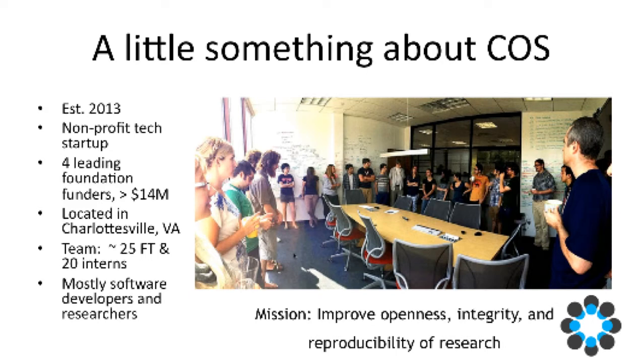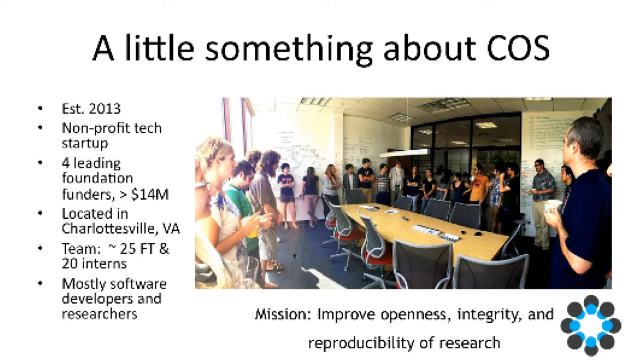COS is the Center for Open Science. We were established last year, 2013. We describe ourselves as a nonprofit tech startup. So we are an independent 501c3, but we operate more like a tech startup. We try to be quick and agile and iterative. We began with four leading foundation funders, so we are grant funded right now. At this point, we're somewhere between $14 and $15 million in startup funding. I didn't have the dollar amount available right now, but we're in that range. We're in Charlottesville, Virginia, not with the University of Virginia, but nearby.